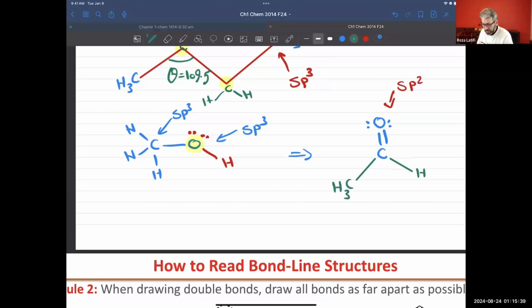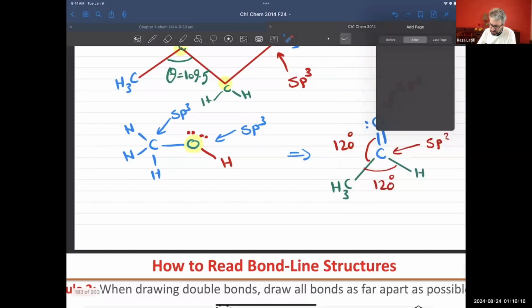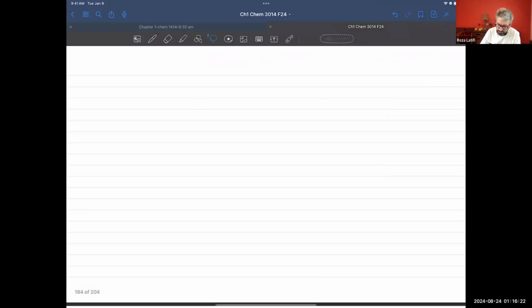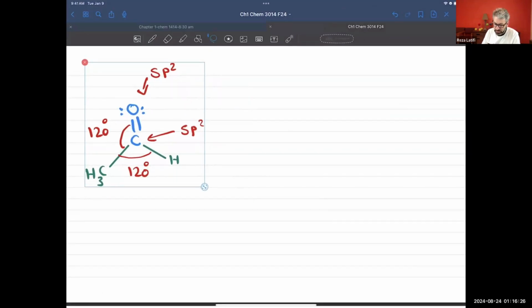In that case, because carbon is sp2, I expect this bond angle to be 120. And the same thing here, I expect it to be 120 as well. Why? Because carbon and oxygen both come with sp2 hybridization. So if you ask about this bond angle, that bond angle is also going to be 120. So this is the correct way to represent this molecule. It's not correct to put oxygen between hydrogen and the carbon. So this is the correct version of it.